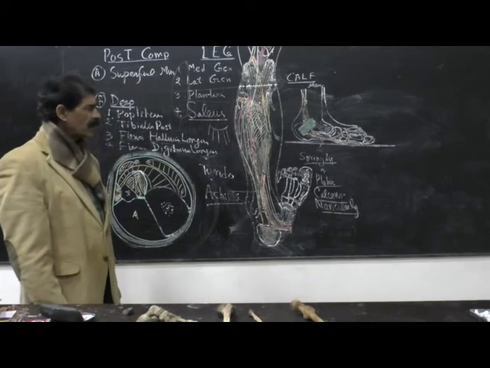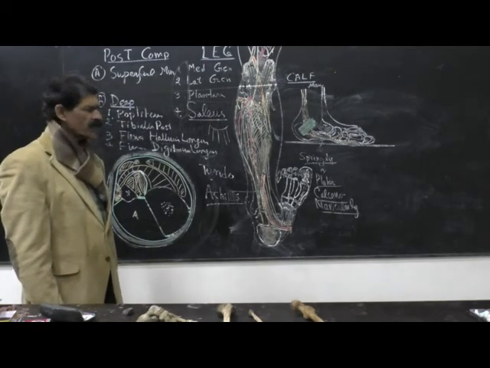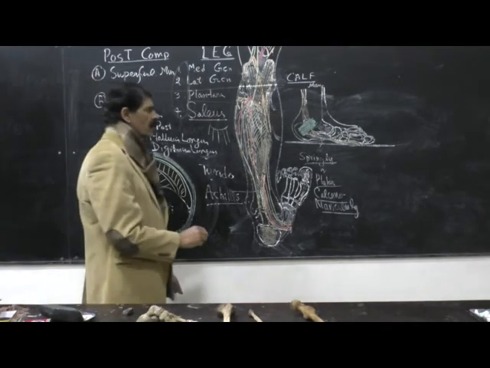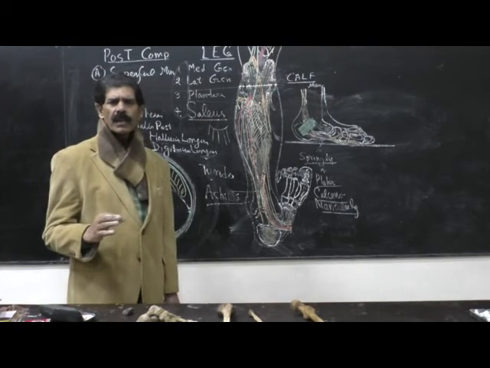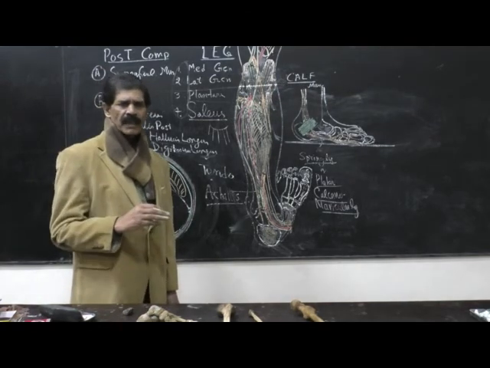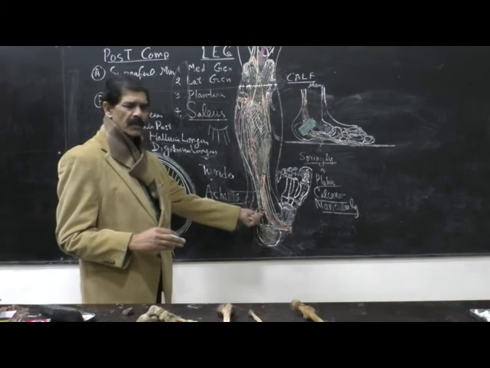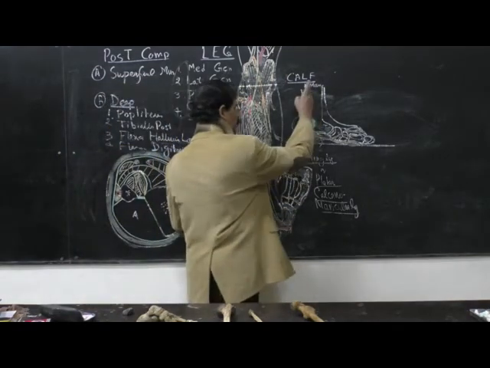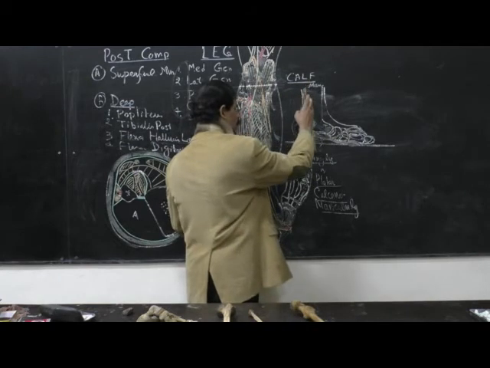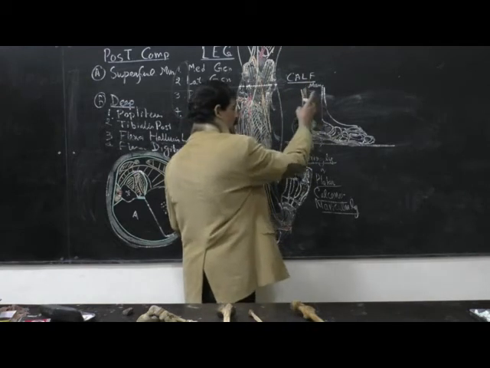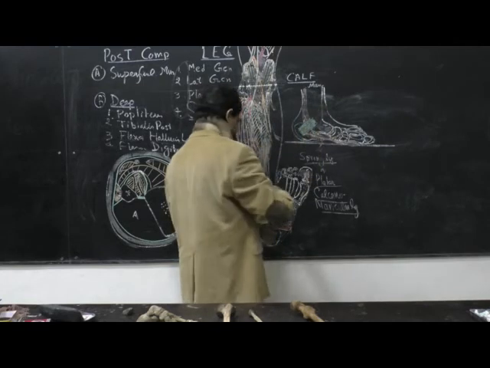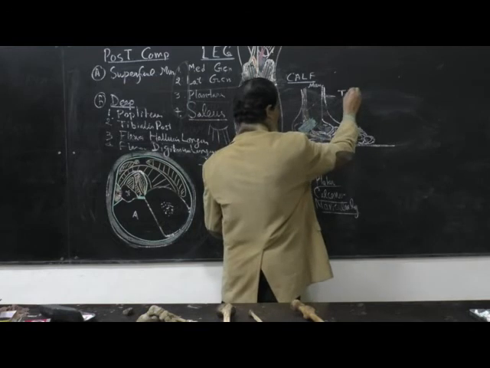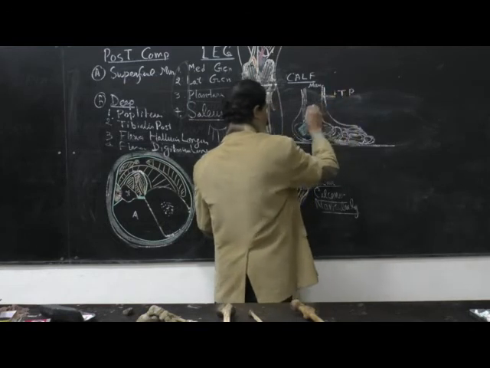So this is how the structures pass from the posterior compartment behind the medial malleolus into the sole of the foot. There is a definite arrangement and a formula to remember the structures passing behind the medial malleolus. First of all, in sequence, the first structure from the posterior compartment behind the medial malleolus entering into the sole of the foot is the tibialis posterior muscle.